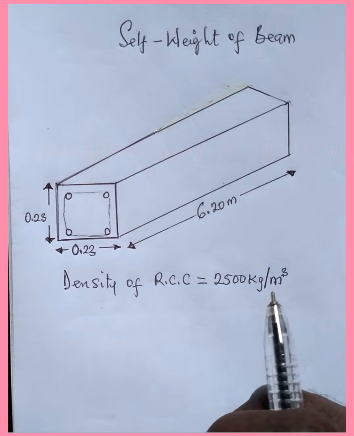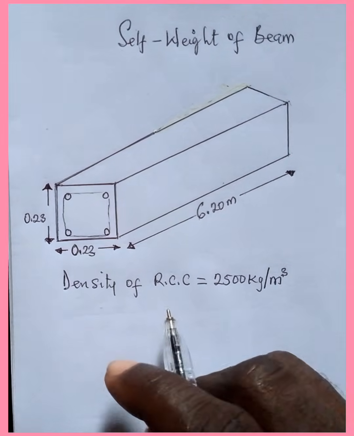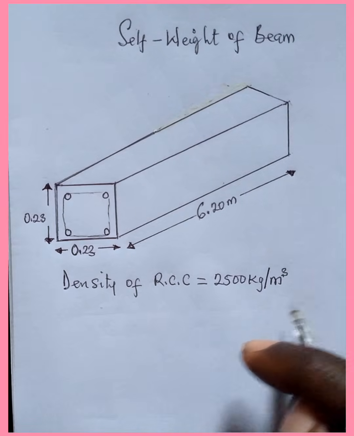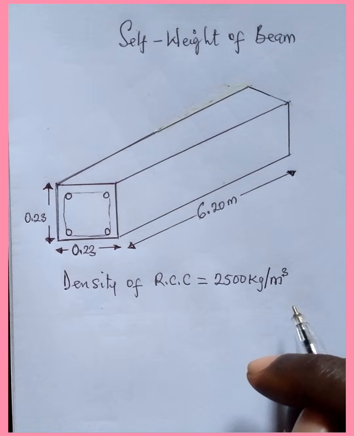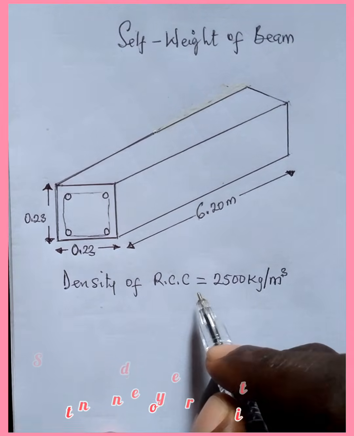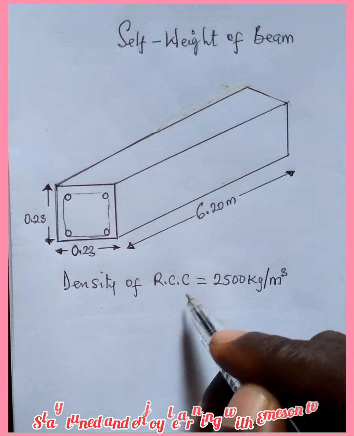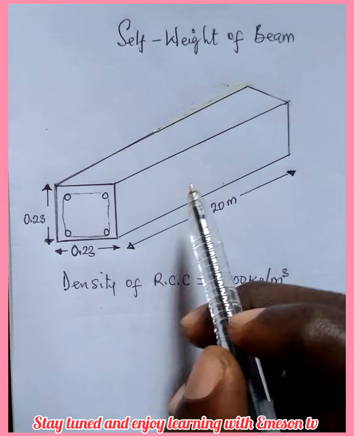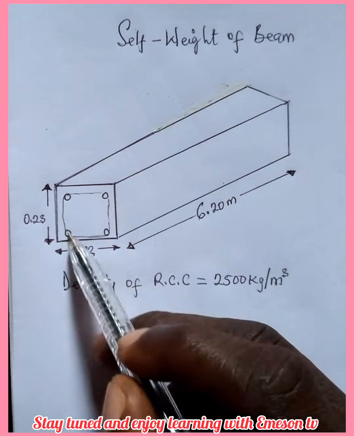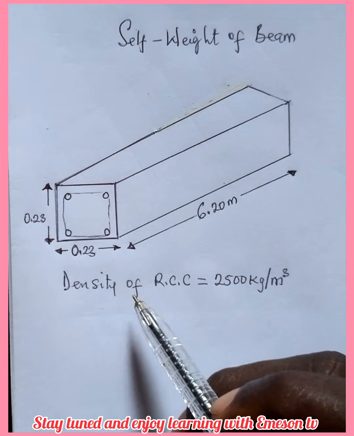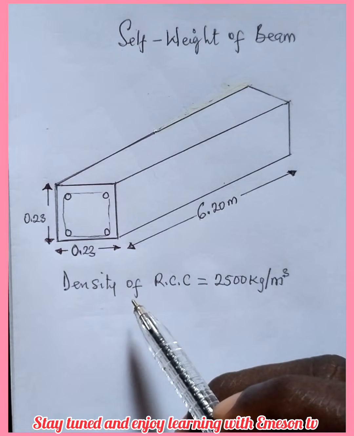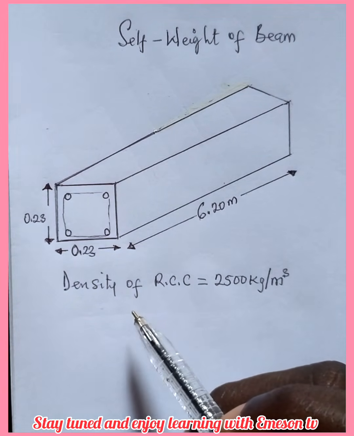Looking at this beam, we have the density of our RCC to be 2,500 kg per meter cube. This is called reinforced concrete. It's called reinforced concrete because we have the reinforcement inside of this beam. Look at it, this is our reinforcement. Remember, we also have PCC, that is plain cement concrete. It's different from this RCC.